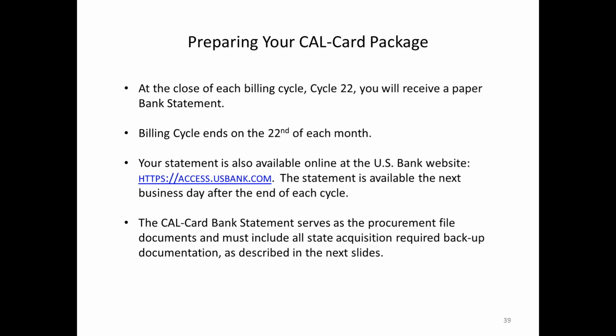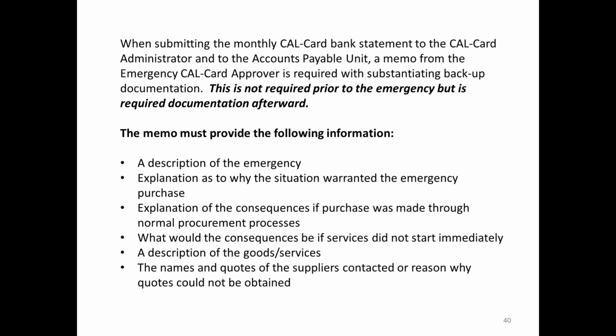Preparing your CalCard package. At the close of each billing cycle, called Cycle 22, which is the 22nd of each month, you will be able to access your electronic bank statement the next day, on the 23rd, online at the Access US Bank website. The CalCard bank statement will serve as file documentation and must include all state acquisition backup documentation as described in the next slides. The bank statement will be part of the CalCard package that is to be submitted.